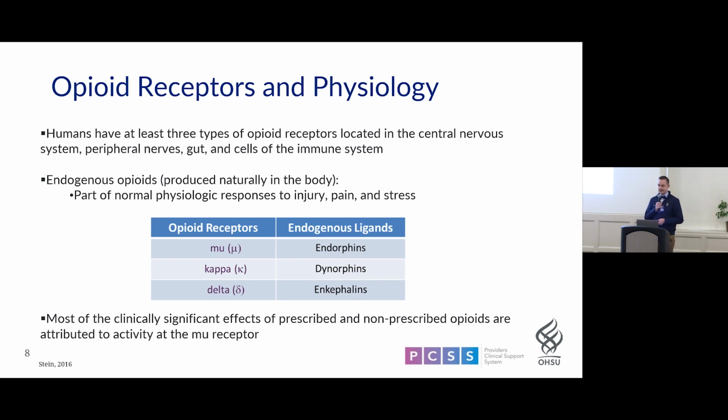And we don't know a ton about the kappa and delta receptors. And so when people say, oh, it's an opioid agonist or it's an opioid antagonist, they're really talking about mu agonist, mu antagonist. The kappa and delta receptors can play a role in pain, but for our purposes, speaking about addiction, we're really talking about those mu receptors.